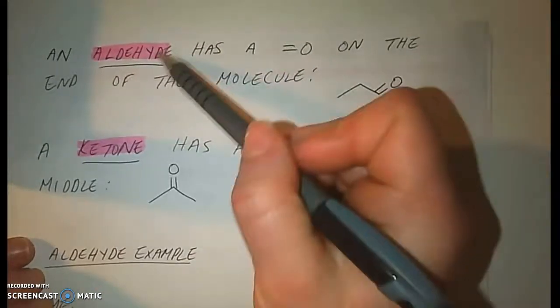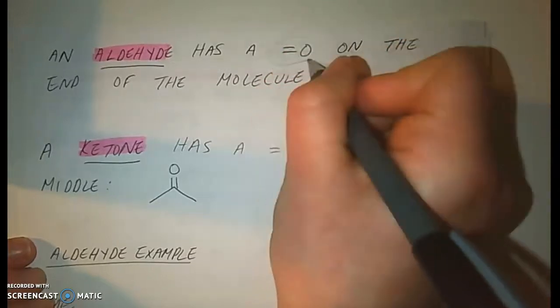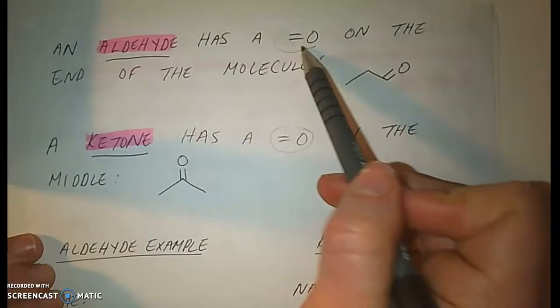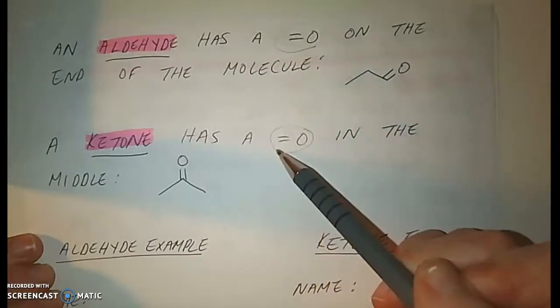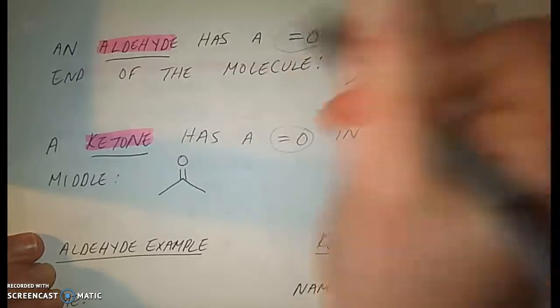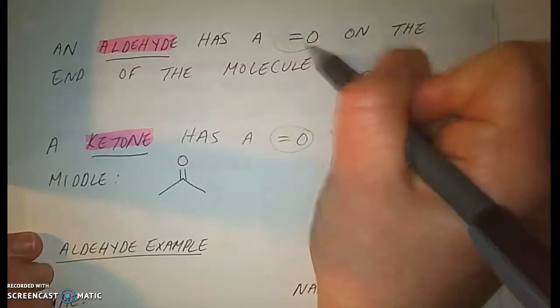Now, aldehydes and ketones are actually very similar. They both have a carbon double bonded to oxygen. Okay, so you'll notice that they have that in common. The difference between an aldehyde and a ketone is actually kind of a subtle one. It depends on where the oxygen is.